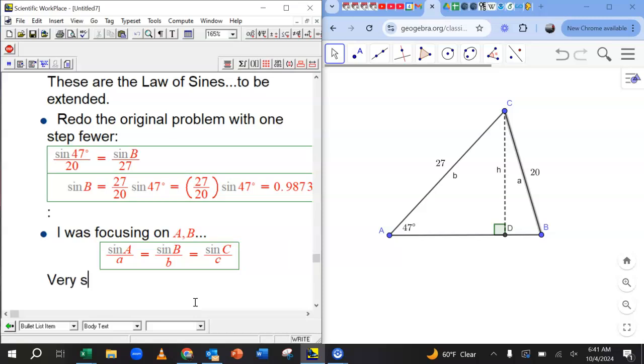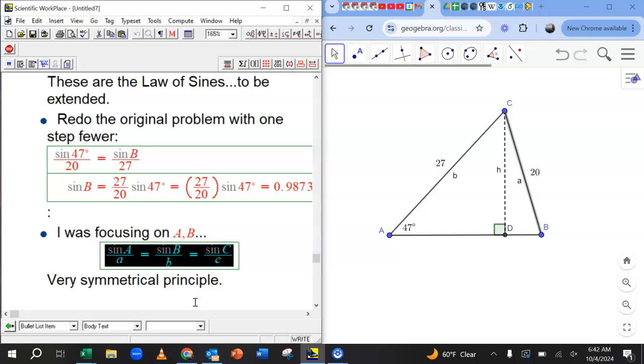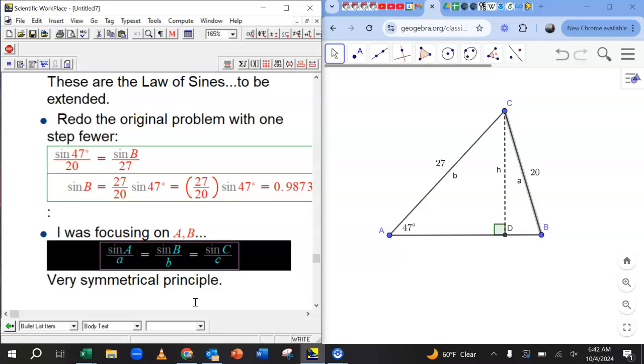So it's a very symmetrical principle, and it's easy to remember. It's easier to remember than the law of cosines, if you've seen that. It's just take the sine of each angle divided by its opposite side. Those are all equal to each other. And in another video, I'll show you another way you can apply this to a bit of a different looking problem.